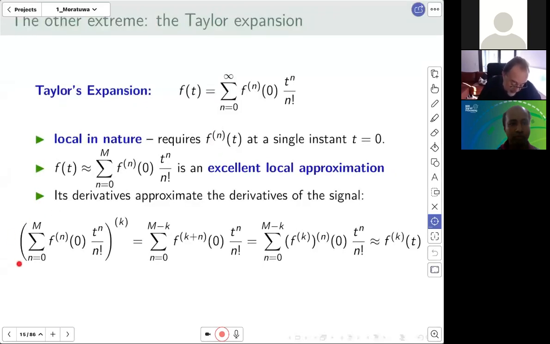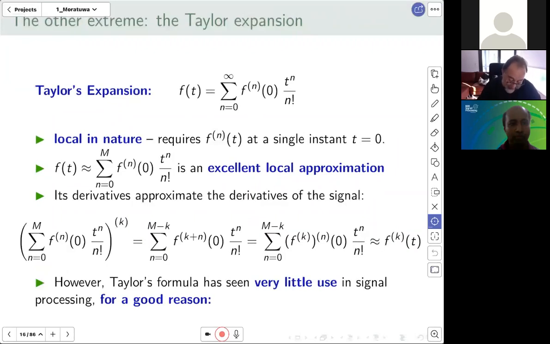If you take a Taylor formula of degree m and you differentiate it k times, you can quickly see that what you get is the Taylor formula of the kth derivative of order m minus k. So the derivatives of the Taylor formula approximate accurately the derivatives of the signal in a neighborhood, of course, that decreases in size as k increases, because the degree of the expansion of the derivative gets progressively lower and lower.